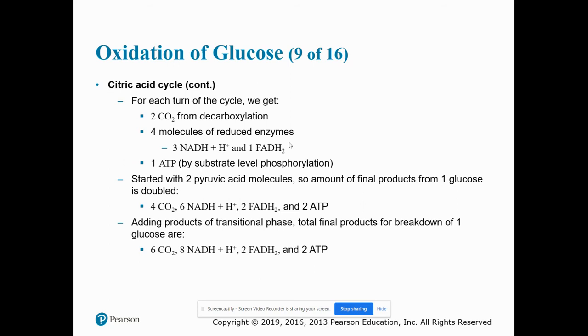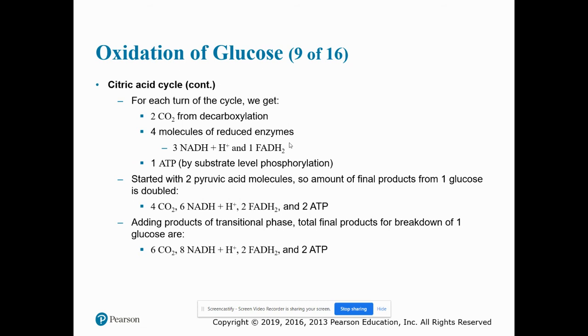Now, it's important to remember that we're going to start with 2 pyruvic acid molecules, because if you remember from glycolysis, glucose is a 6 carbon, it splits into 2 pyruvic acid molecules. So for each glucose, we're doing the citric acid cycle twice, 2 turns. So the amount of final products from one glucose is going to be doubled. So it's going to give you 4 carbon dioxide, 6 NADH, 2 FADH2, and 2 ATP.